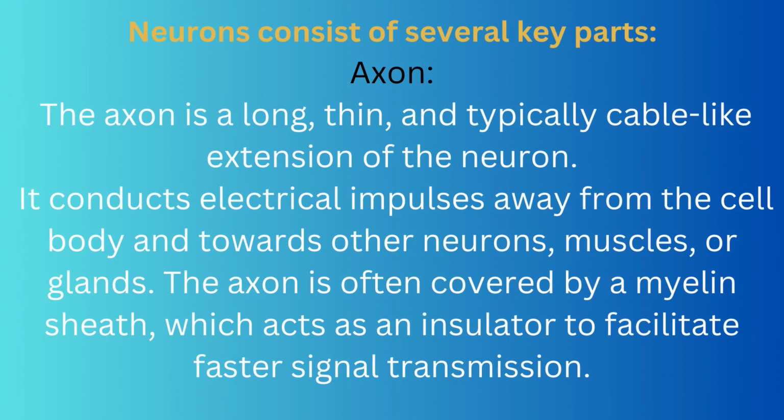Axon. The axon is a long, thin, and typically cable-like extension of the neuron. It conducts electrical impulses away from the cell body and towards other neurons, muscles, or glands. The axon is often covered by a myelin sheath, which acts as an insulator to facilitate faster signal transmission.